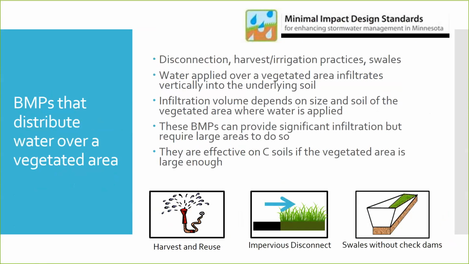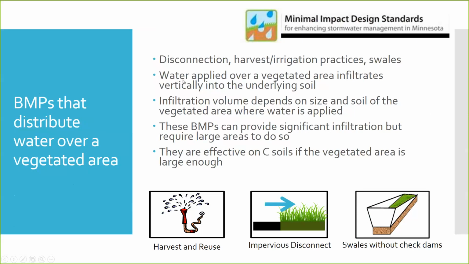There are other types of BMPs in the calculator that allow for infiltration. These are the disconnection, the harvest and irrigation practices, and swales. These will infiltrate water over a vegetated surface. So they don't capture water and store it and allow it to infiltrate. They actually redistribute the water over a larger area.